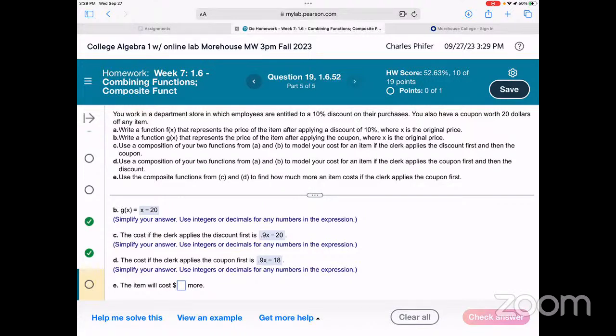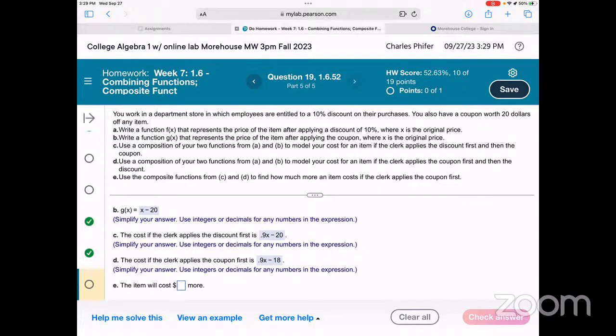So then for E, use the composite functions from C and D to find out how much more an item costs if they apply the coupon first. All right. So then we can just basically say the result from, let me think about it. I think we can just say C minus D to get that result, right?